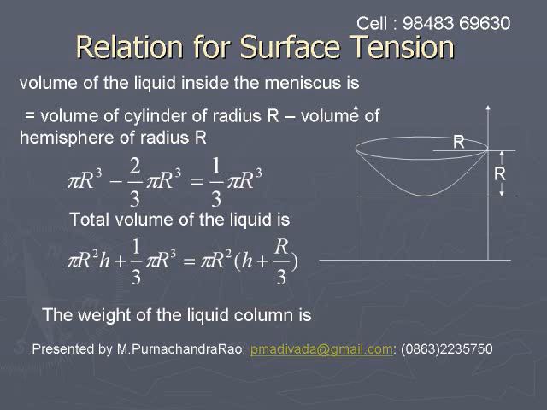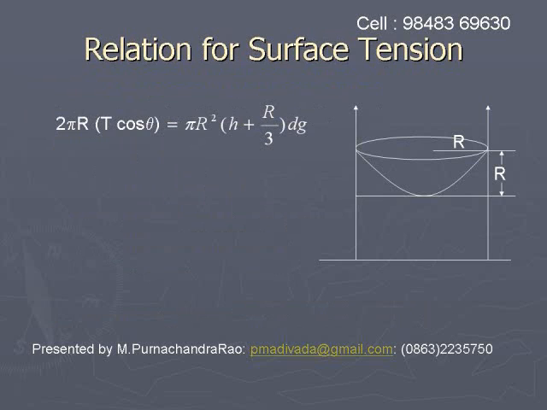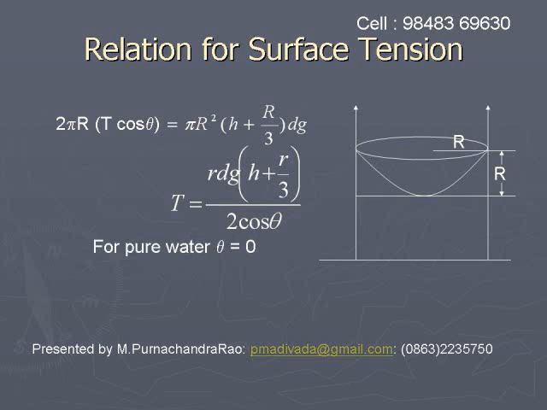The weight of this liquid column is equal to pi r square into h plus r by 3 into d into g. Now, 2 pi r into T cos theta is the force due to surface tension. This will be equal to pi r square into h plus r by 3 into dg. From this, we get T is equal to r dg into h plus r by 3, whole divided by 2 cos theta.